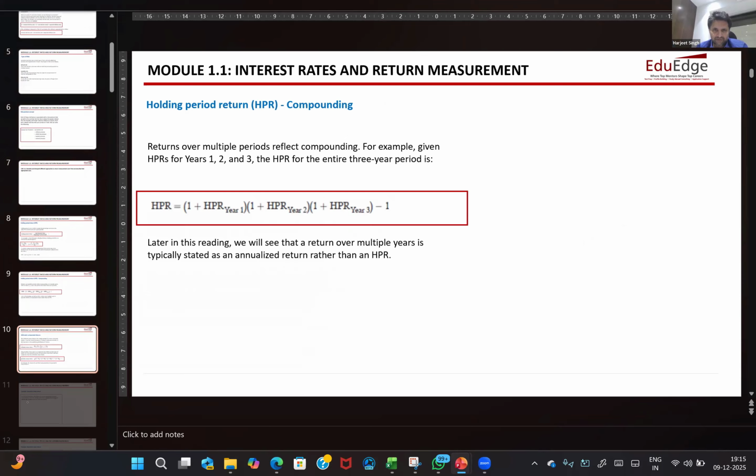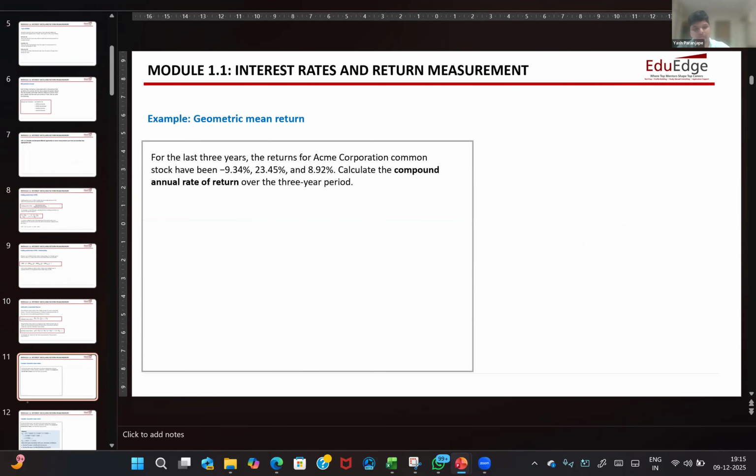Let's see if we have. Should I just come and grab my calculator? Sure.